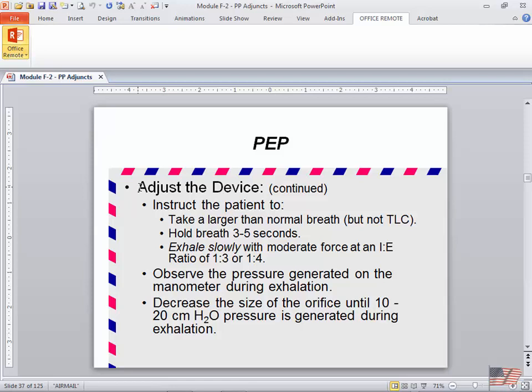I can then measure the amount of pressure that I'm generating, and I want to go ahead and reduce the orifice size until I get about a 10 to 20. So for PEP therapy, the targeted pressure you're looking for is 10 to 20 centimeters of water.